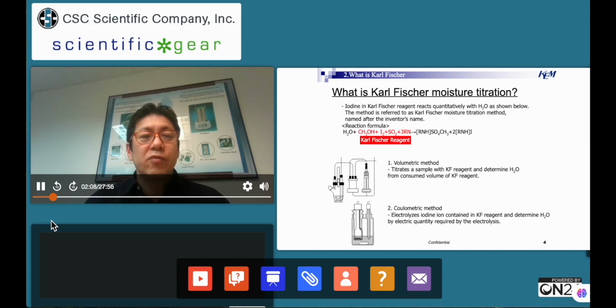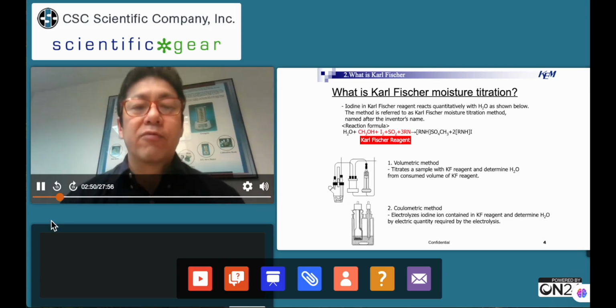There is a calculation formula for the Karl Fischer reaction. In the Karl Fischer reagent, there is methanol, iodine, and so on. The important thing is that iodine reacts with H2O. For the volumetric method, there is iodine in the reagent, and we can count how much titrant we consume to get the endpoint and convert it to the water content. But with the coulometric method, we check how much electrolysis we use. That's why we call this the coulometric method. About the details, we will explain later on.